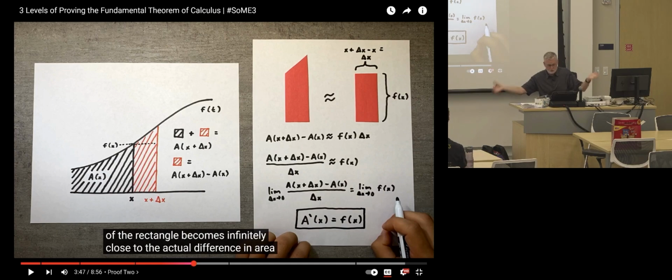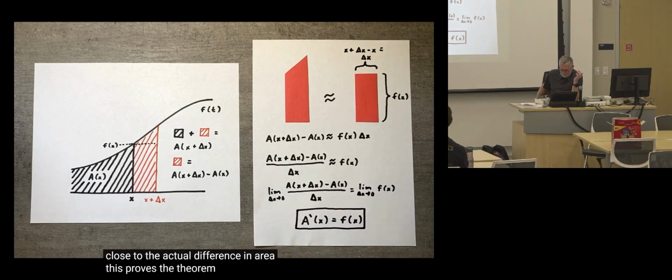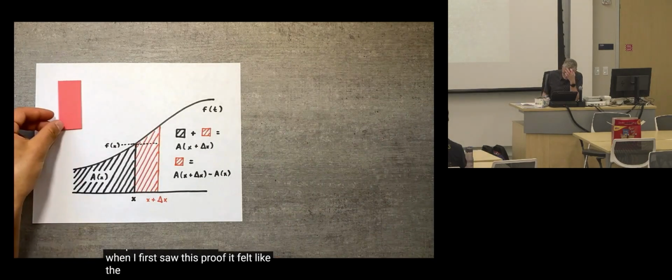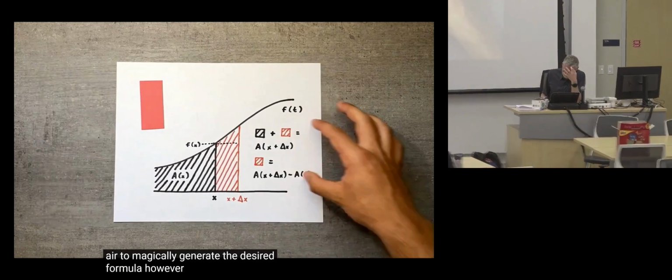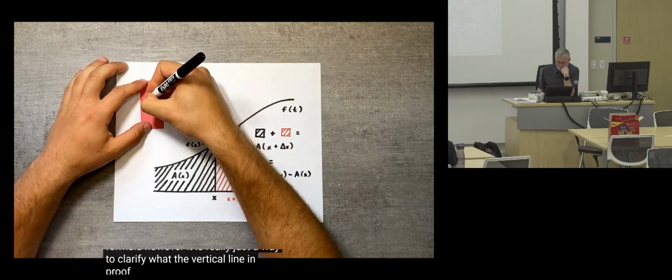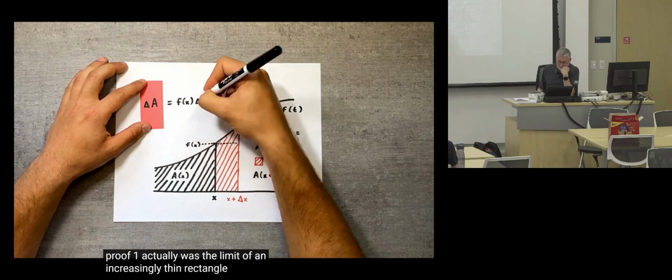So now, level 3, the experienced college student proof. Let's see if you get it. When I first saw this proof, it felt like the construction was pulled out of thin air to magically generate the desired formula. However, it is really just a way to clarify what the vertical line in proof 1 actually was, the limit of an increasingly thin rectangle.